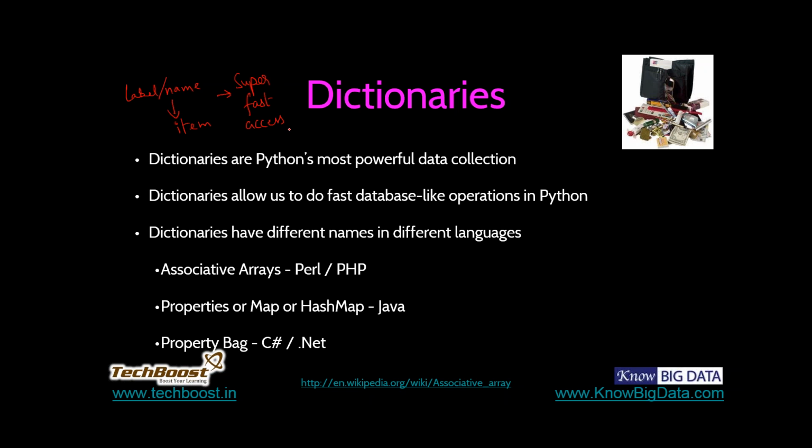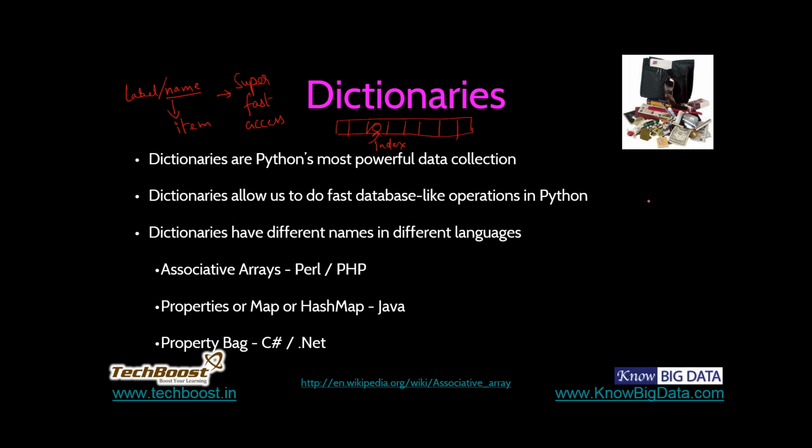So your access to any item in the collection or in the dictionary is very fast, because you don't have to search all over the collection like in your list, right? In your list you need to figure out the index, go there and then take the element. So you need to know the index over here, which is not a good way to remember things rather than remembering a name.